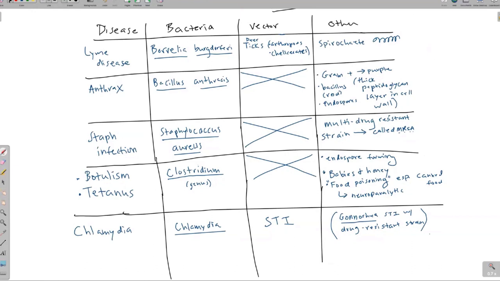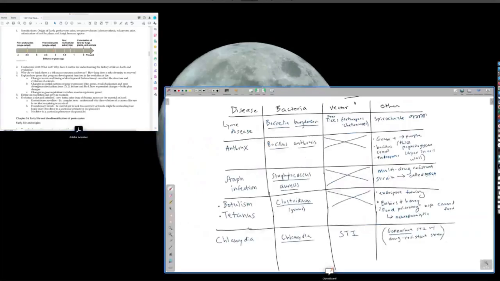Sure, I can briefly go over them. And then I could also ask you, what kind of nutrition mode is it using? And you'd say, oh, it's eating something and not using the sun. So it's a heterotroph.